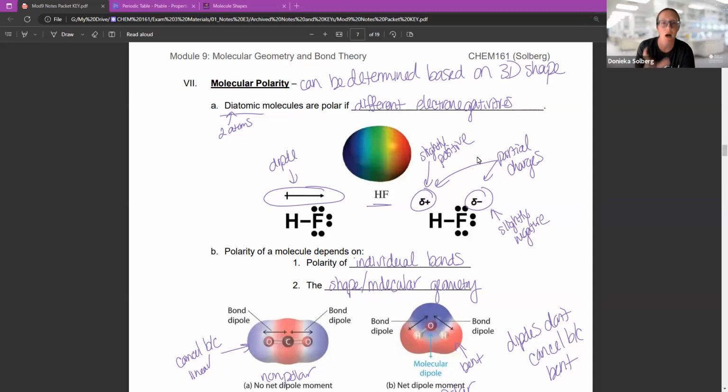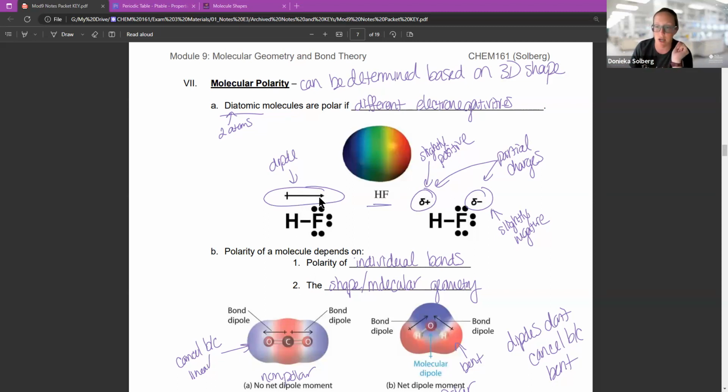So we talked about bonds being polar in the last module. But in this module, we're going to talk about whole molecules being polar. Okay, and I kind of introduced that in the last module. We're going to get more into it here. So if you have diatomic molecules, so two atoms bonded together, they are polar if they have different electronegativity. So like HF is polar, right? F is way more electronegative than hydrogen.